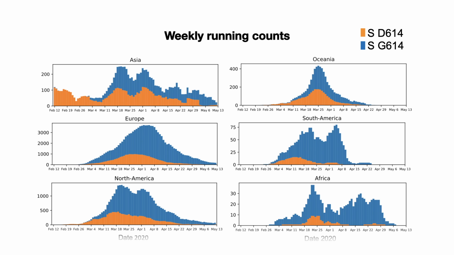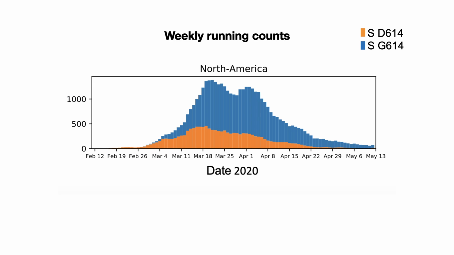The shape of the curve indicates sampling frequency. Sequencing efforts needed time to ramp up, hence the tail on the left, and the delay between a sample being taken and a sequence becoming available at GISAID causes the tail on the right. The important thing to note is the relative heights of the orange and blue bars, showing the increase in G over time.